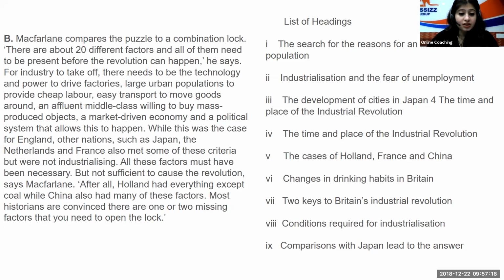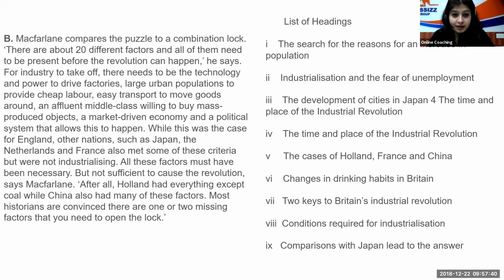All these factors must have been necessary, but not sufficient enough to cause a revolution. After all, Holland had everything else except for coal. China had also many of these factors. So basically, they're just giving examples of which country had what. Now, was there one rule that I explained when starting to solve this particular question type?